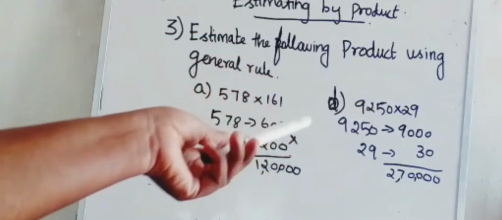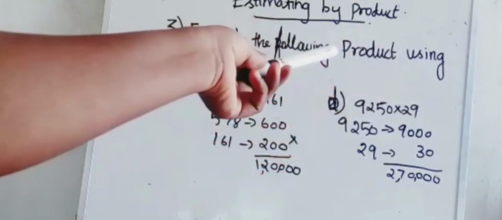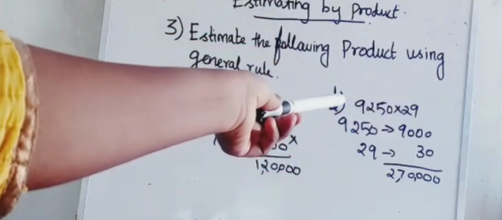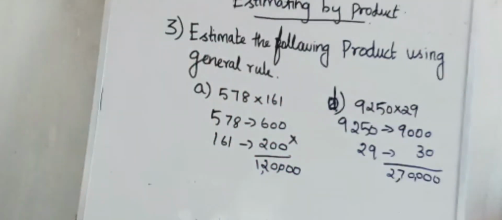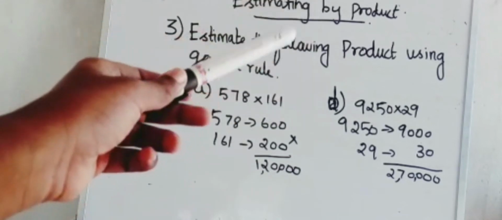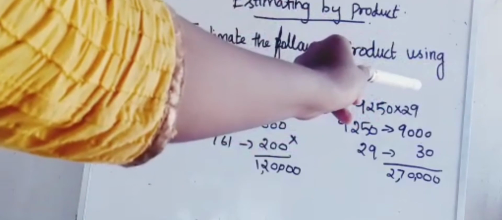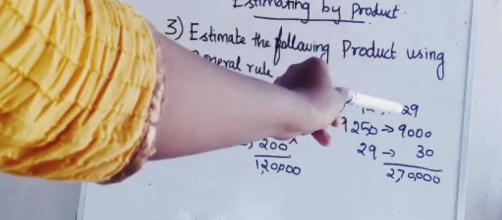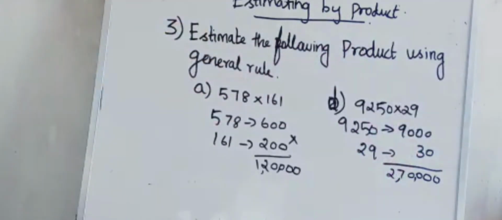So finally we are going to multiply. 9 3s are 27. You write 27. How many zeros are there? 1, 2, 3, 4. There are 4 zeros. All the 4 zeros you put after it, so you get 2,70,000. So this is estimating a product.